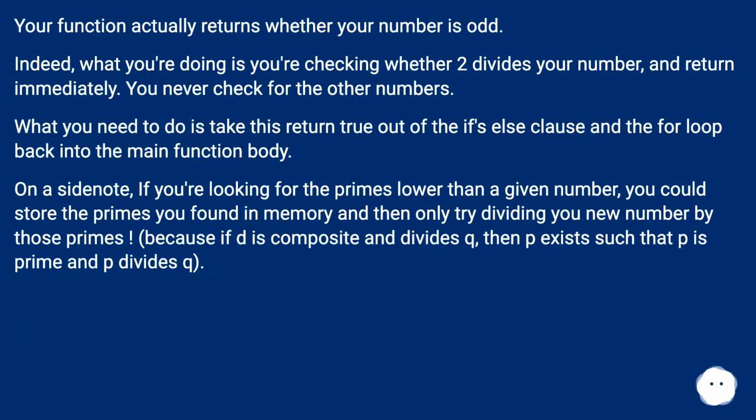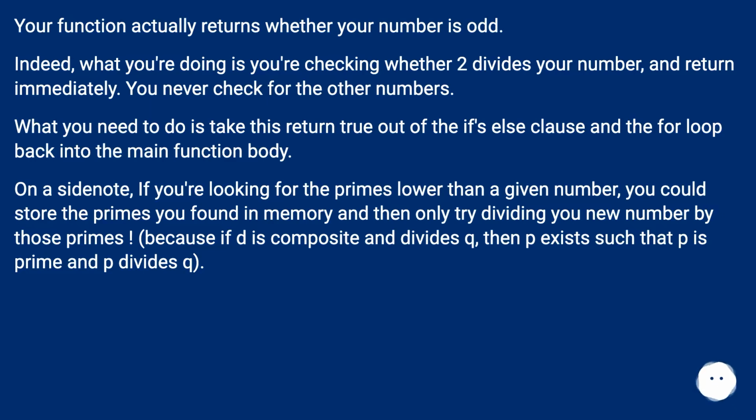Your function actually returns whether your number is odd. Indeed, what you're doing is checking whether 2 divides your number, and returning immediately. You never check for the other numbers. What you need to do is take this return true out of the if-else clause and put it back into the main function body.